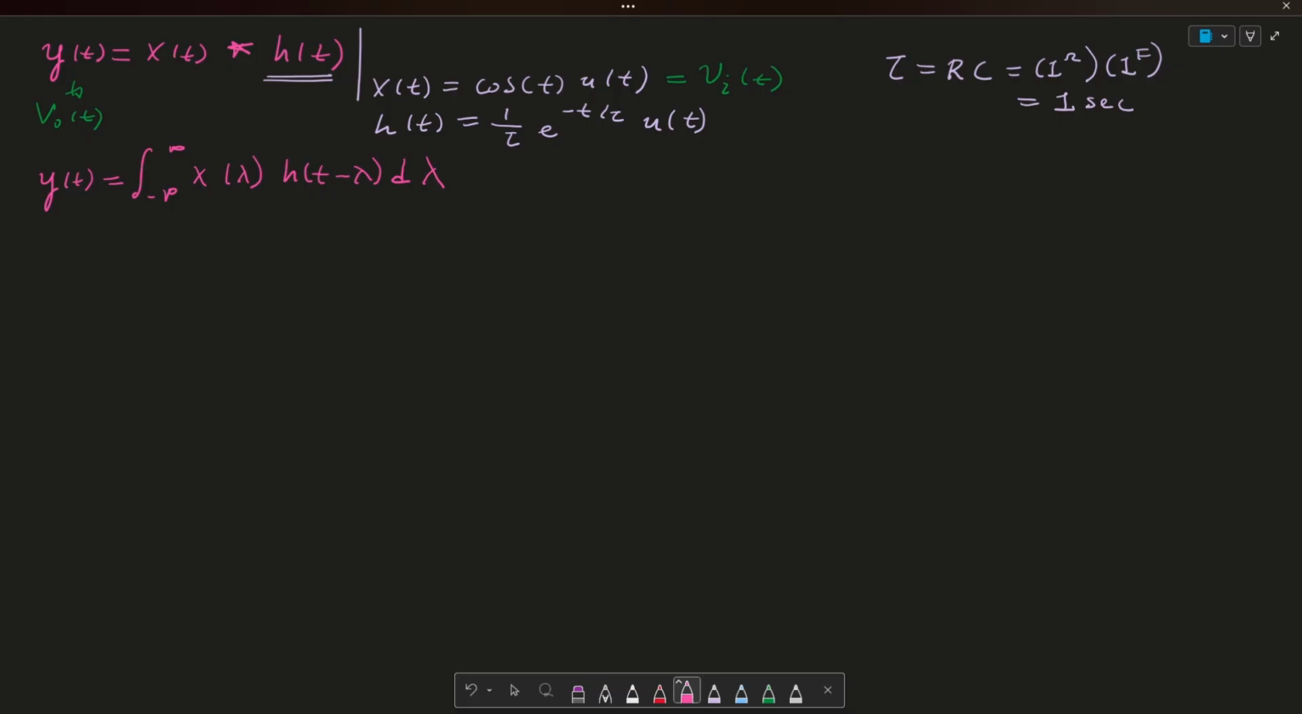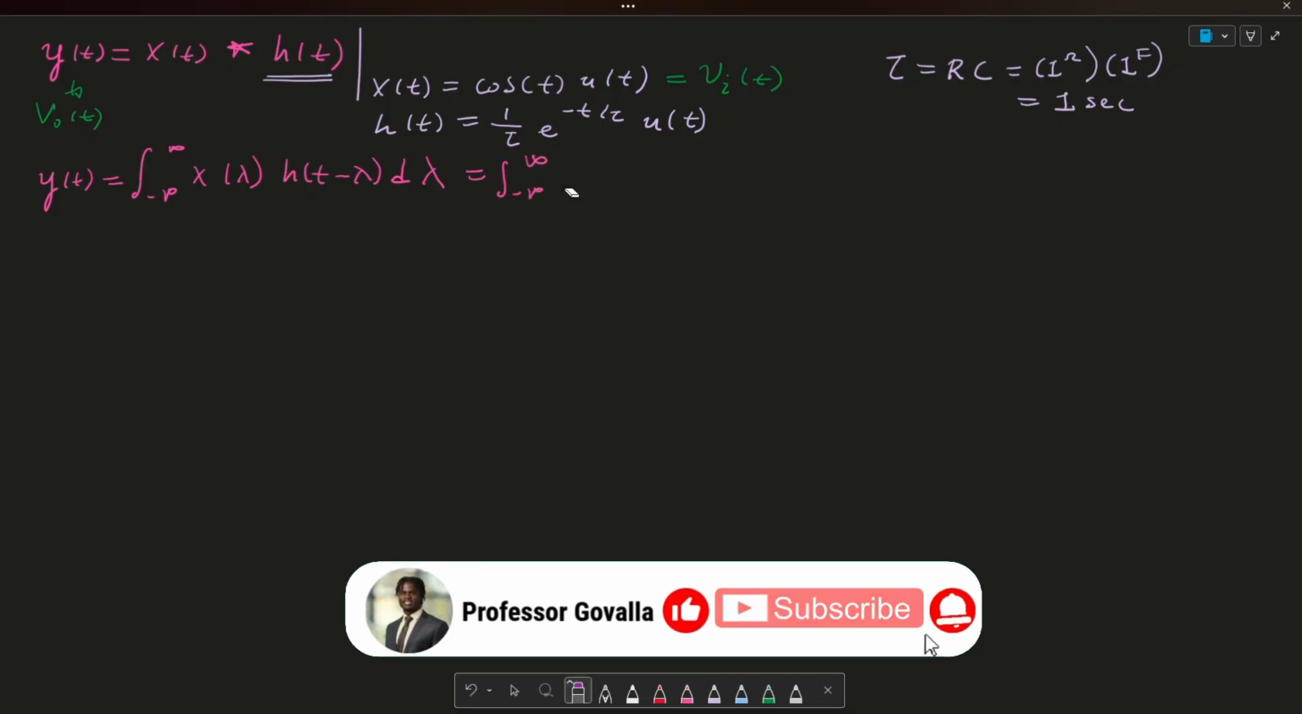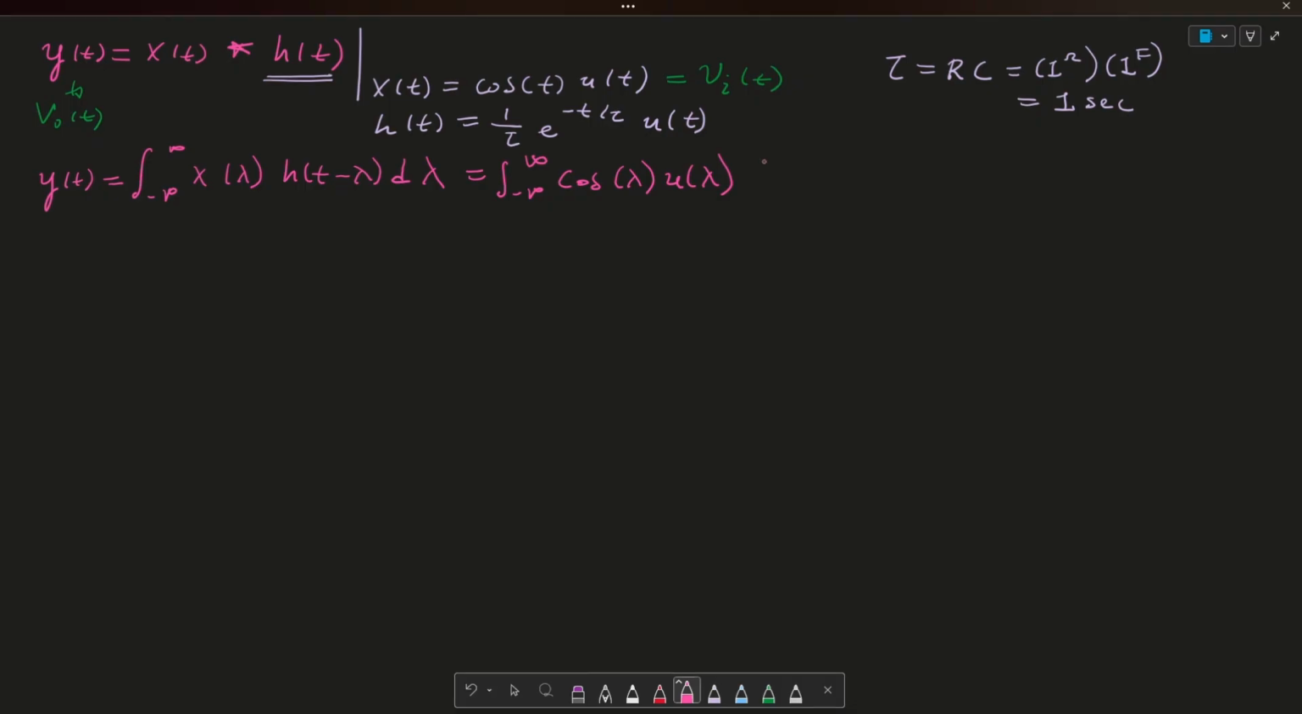So to continue with this equation, I can say that this is equated to the integral from negative infinity to infinity. x of lambda is going to be this cosine lambda u of lambda. h of t minus lambda is going to be 1 over tau e to the minus (t minus lambda) over tau u of t minus lambda d lambda, where again, remember, tau is equated to 1. So let's go ahead and see what these two functions here and here are doing.